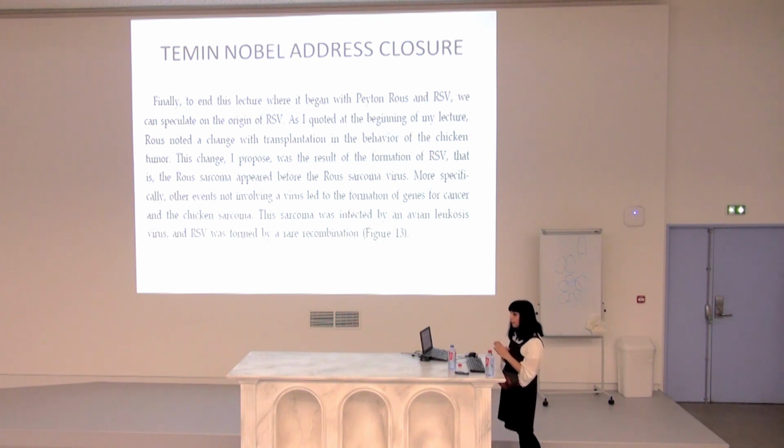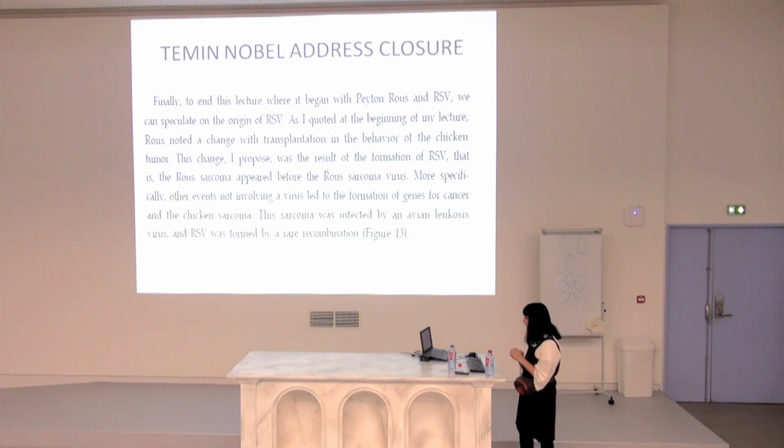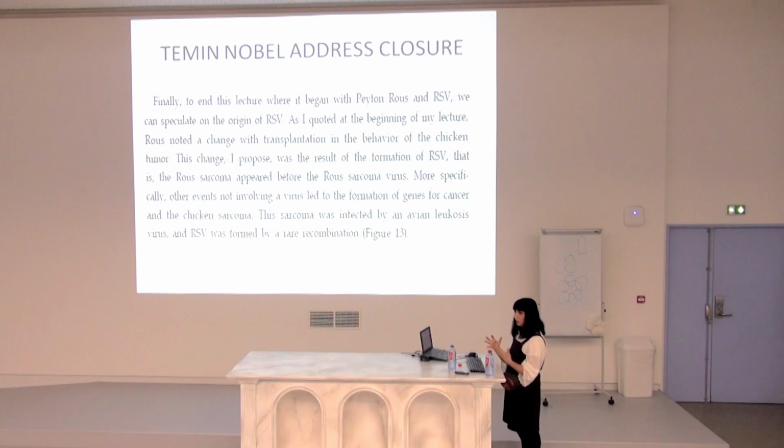But actually Temin, before getting through this discovery, was also very busy in cell transformation in vitro. He knew all the process leading to cancer formation. And he said, when I speculate on the origin of Rous sarcoma virus, I can see that Rous sarcoma, so the cancer, appeared before Rous sarcoma virus. More specifically, other events, not including a virus, led to the formation of a gene for cancer in chicken sarcoma. It's telling something in between these lines.